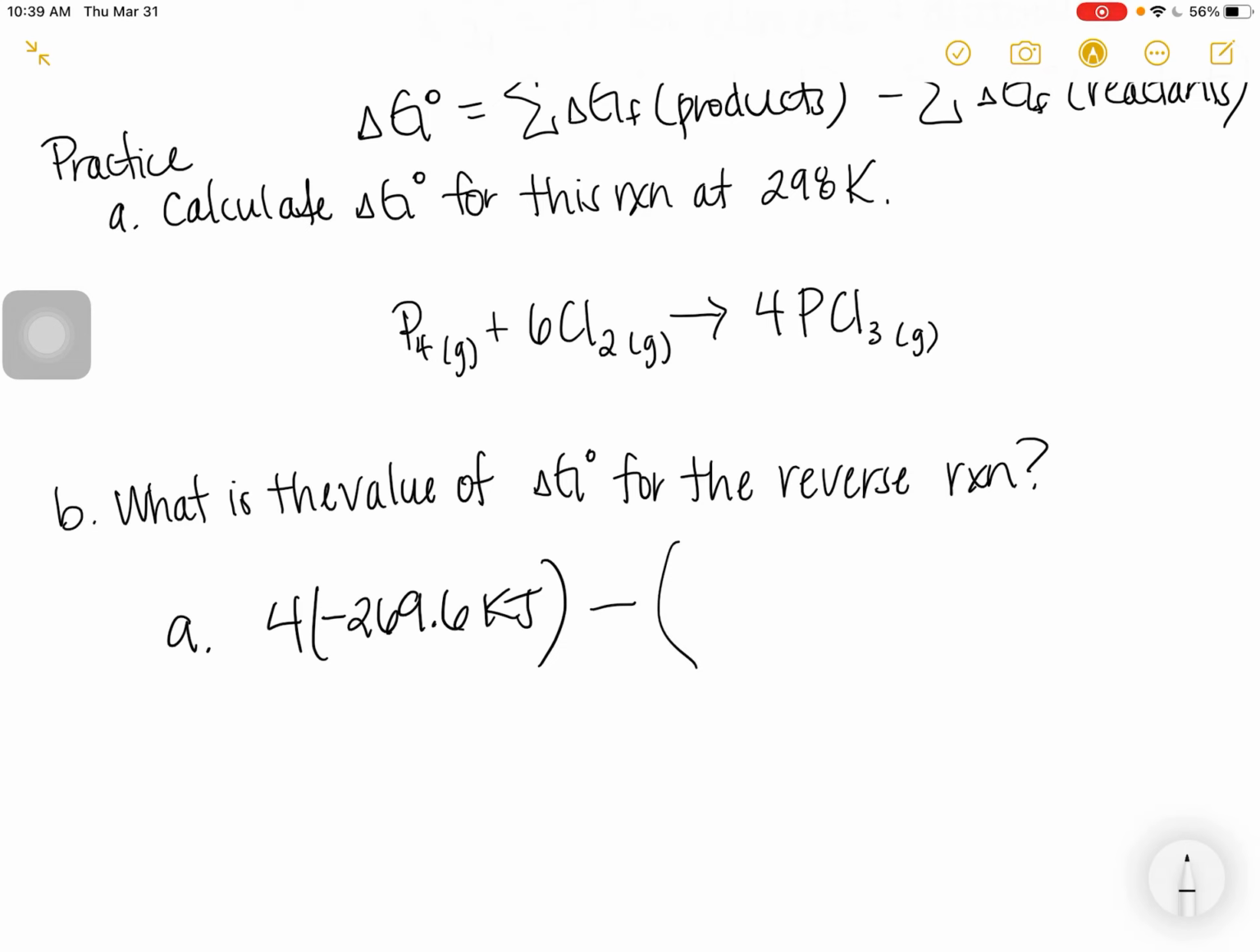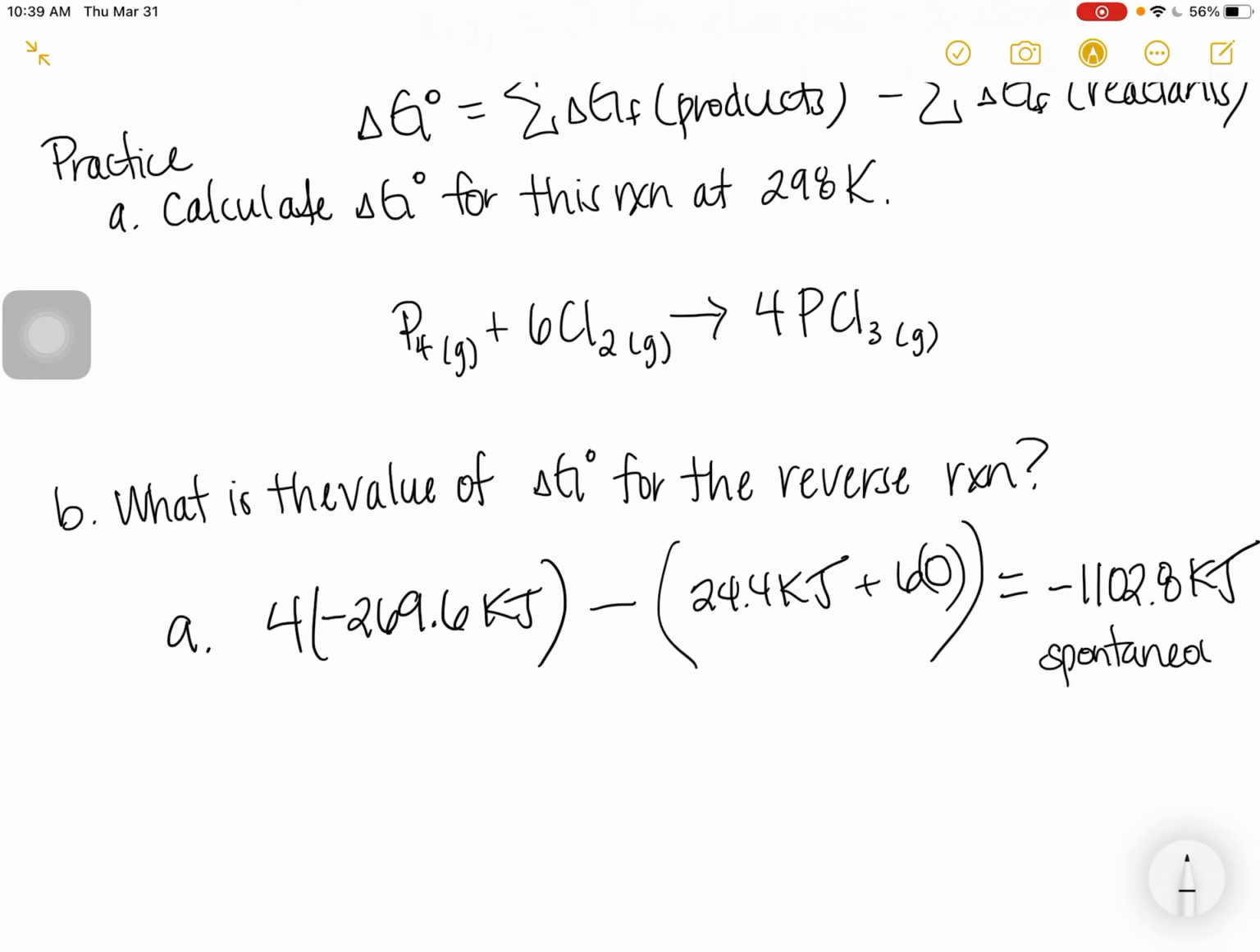That's my only product. Minus my reactants, I have 1 P4, which has a delta G of 24.4. And then if you look it up, you should say, oh yeah, I have 6 Cl2s, but that's a diatomic, and so it's a delta G of 0. So I do the math, being careful to input my signs correctly, and I end up with this value for delta G, and it's negative, so notice it's spontaneous.